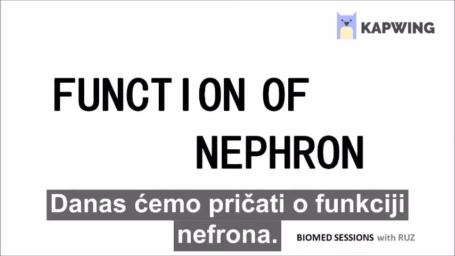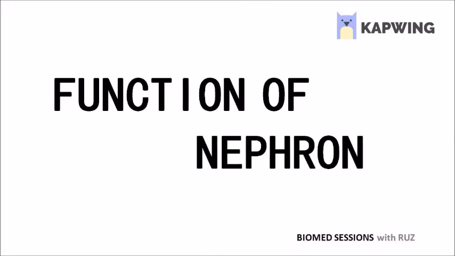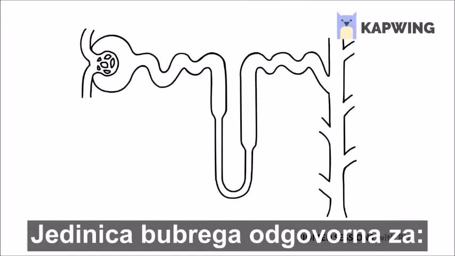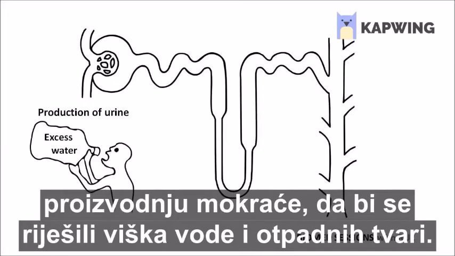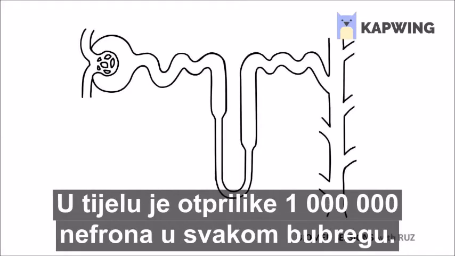Today we're going to be discussing the function of the nephron. Here we have our nephron, the unit of the kidney responsible mainly for the production of urine in order to get rid of excess water and toxic waste products. There are approximately 1 million nephrons in each kidney.